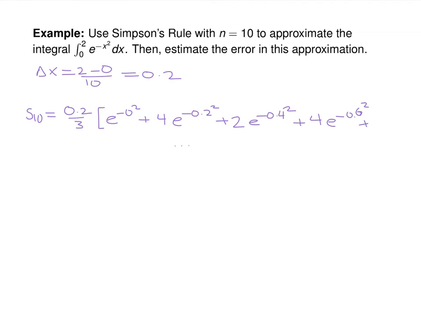All right, and the second to last thing, we plug in 1.8, and that's 4 times e to the negative 1.8 squared, and then plus e to the negative 2 squared. I didn't put parentheses there. As long as there are no parentheses around the negative, by default it means the negative is not squared. This is approximately 0.882.